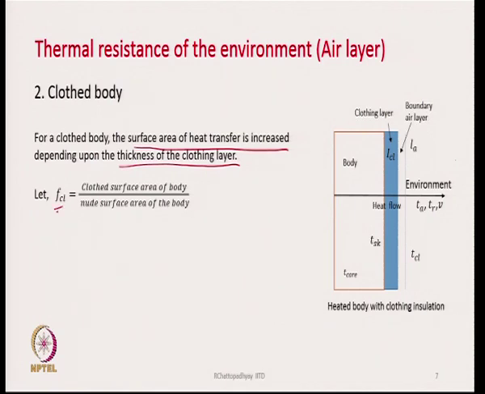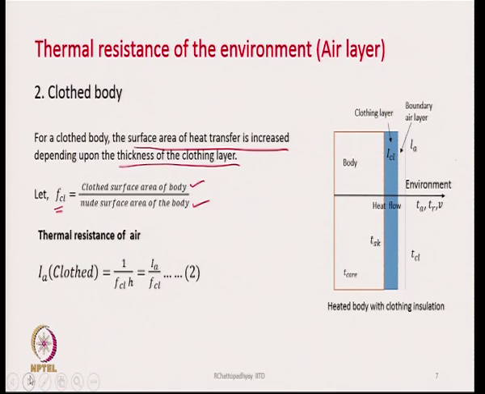Let us say FCL indicates clothed surface area of the body divided by nude surface area of the body. So, clothed surface area is always a little more than the nude surface area. So, FCL value will always be more than 1. So, thermal resistance of the air in this case, I A, is going to be 1 upon FCL H, that is, 1 upon H was earlier. Now, because the boundary layer area dimension has changed, since the body has become a little fatter because there is a layer of clothing now, thermal resistance is 1 upon FCL H. So, 1 upon H is I A, that is insulation value of the air without any clothing. So, I A of the clothed state is going to be I A by FCL.